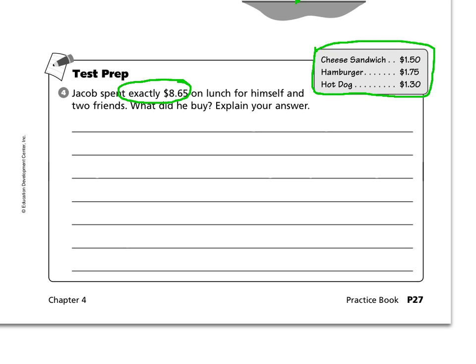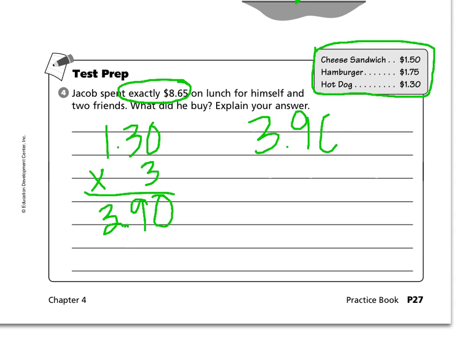So looking at this, I need to think of some combinations of what I could do in order to make it $8.65. And I think I'm going to start with the hot dogs. And I know that $1.30 times 3 is going to get me $3.90. Now, I have $3.90, and I want to think about what plus what can get me the 65 cents.